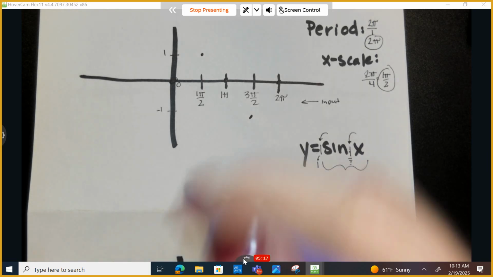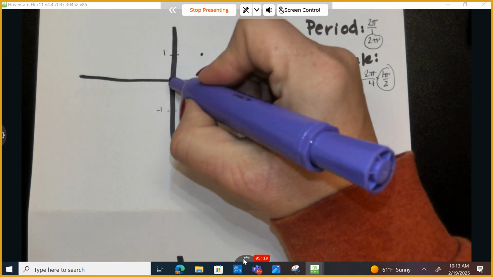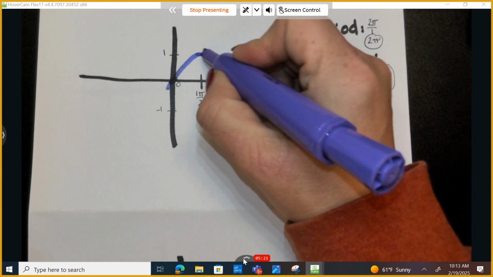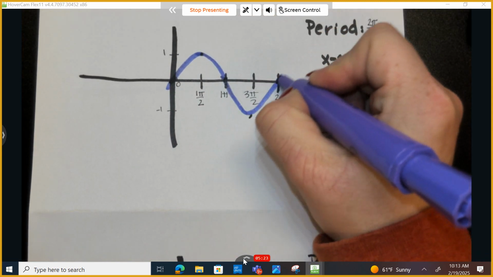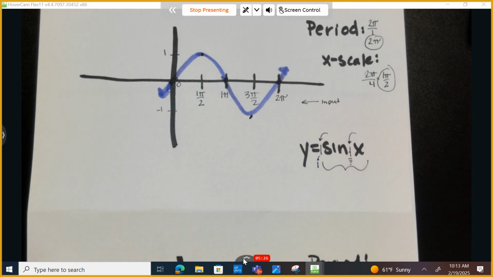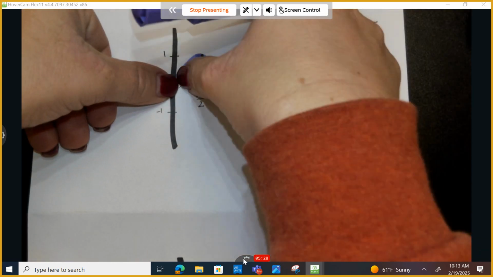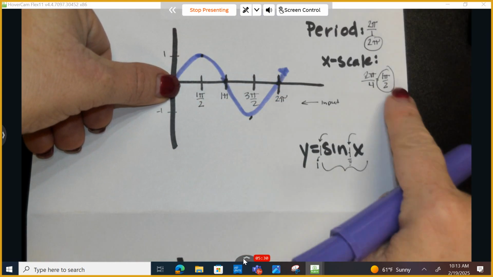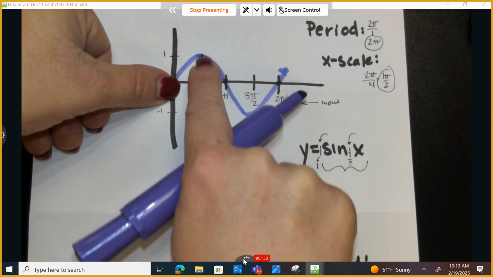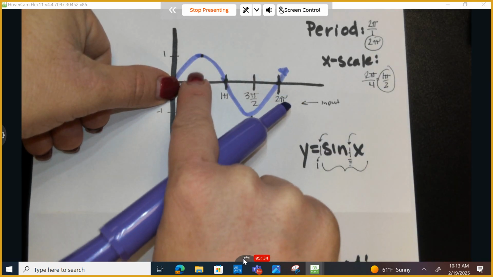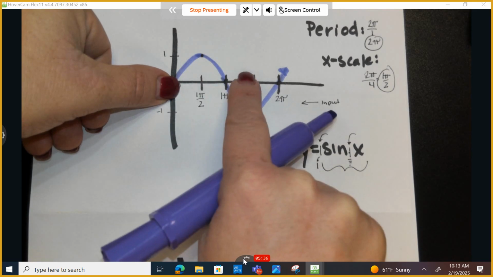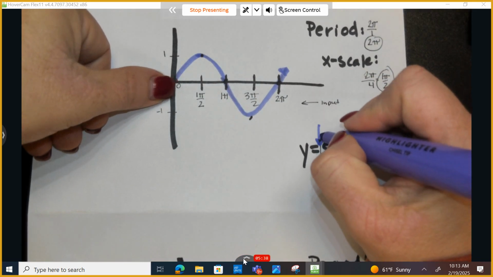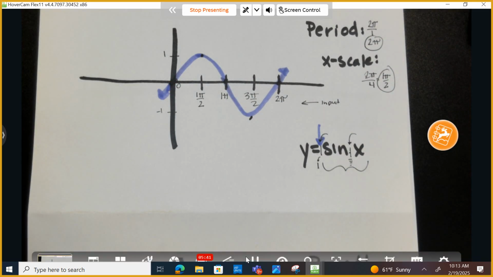This is a wave curve, so it does not make sharp points. It's waves. So I hit that point, down, hit that point, and I've just completed one cycle. One cycle measures a horizontal distance of 2 pi. It goes as high as 1 and as low as negative 1. So the distance from the midline to the highest or lowest is a distance of 1.